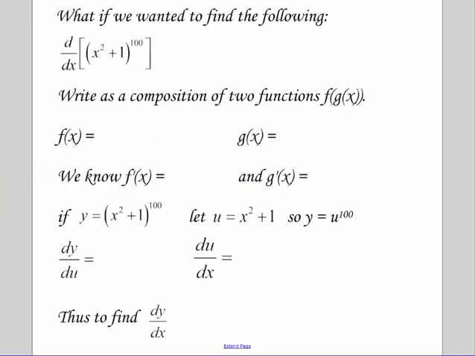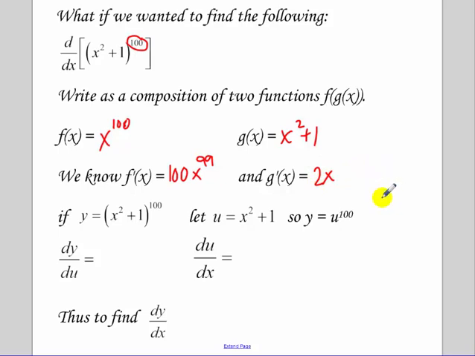So if we wanted to find the derivative now of this function to the 100th power, I don't want to have to multiply all this out to the 100th power. We're going to have some where we're not going to be able to multiply it out. But this is actually a composition of two functions, f of g of x. The outside function is something to the 100th power. The inside function is x squared plus 1. So then we take the derivative of each one of those with respect to x.